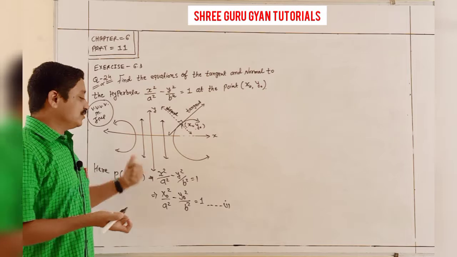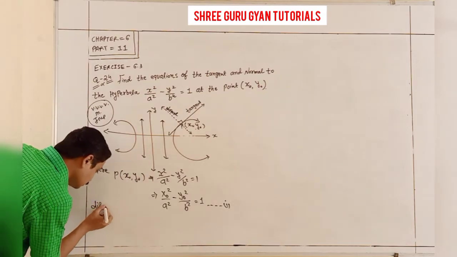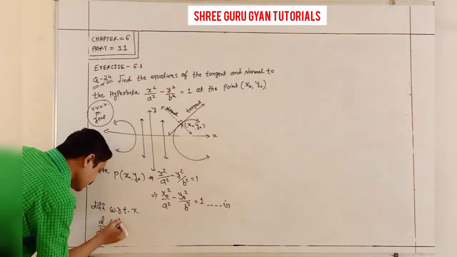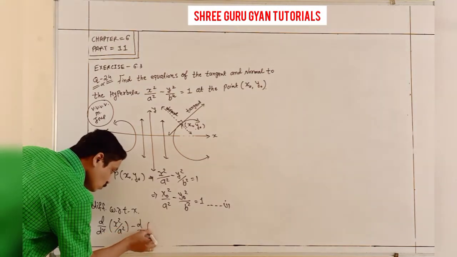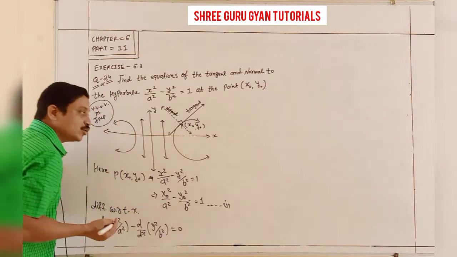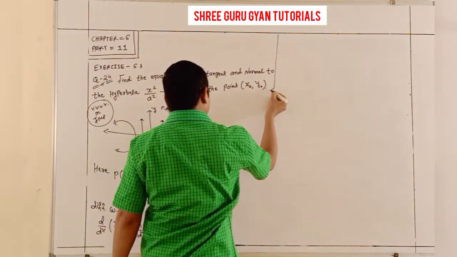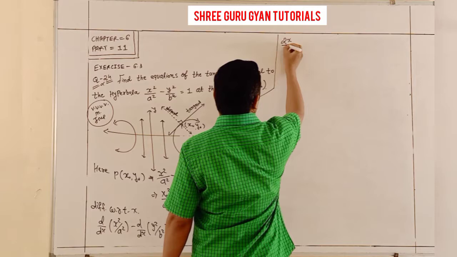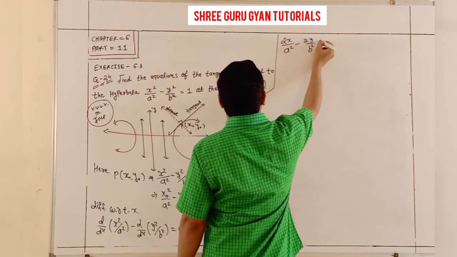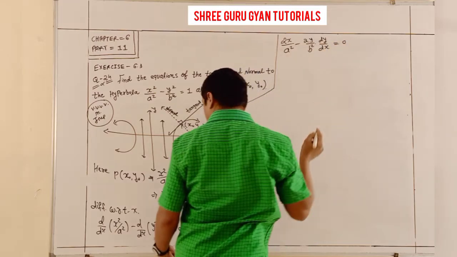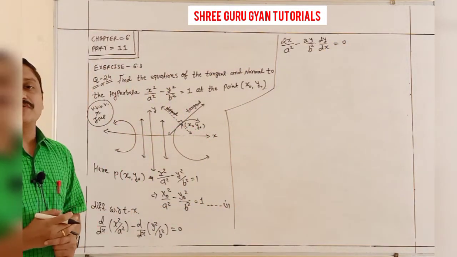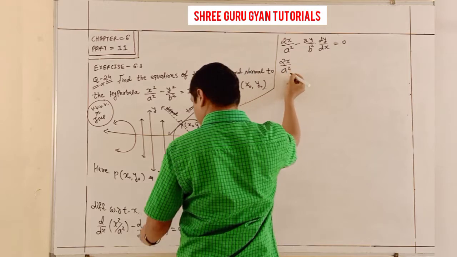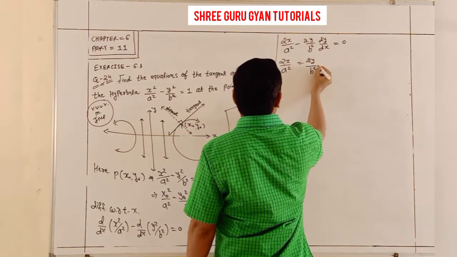Now I start with the derivative. So, differentiation with respect to x. The derivative of x square by a square, minus y square by b square, and the derivative of the constant is zero. So here you can easily derive the slope of the tangent. The derivative is 2x upon a square minus 2y upon b square into dy by dx, and that is equal to 0. So 2x by a square is equal to 2y by b square into dy by dx.